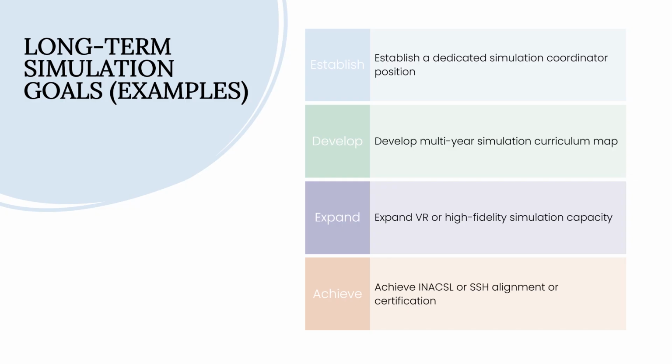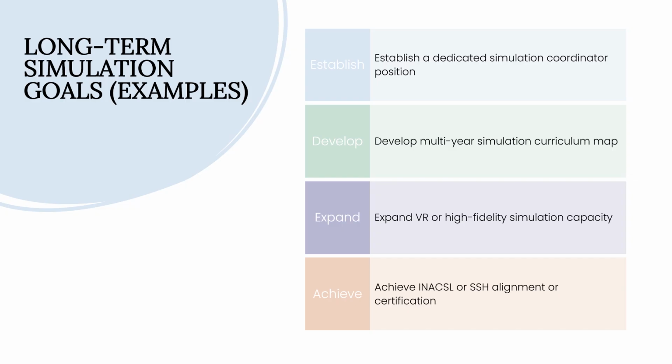Another long-term goal example is to develop a multi-year simulation curriculum map. This map may outline which simulation activities occur in each course, how they align with outcomes, and how they progress in complexity. A third long-term goal example is to expand virtual reality, VR, or high-fidelity simulation capacity. This may involve purchasing new equipment, renovating space, or integrating new technologies.